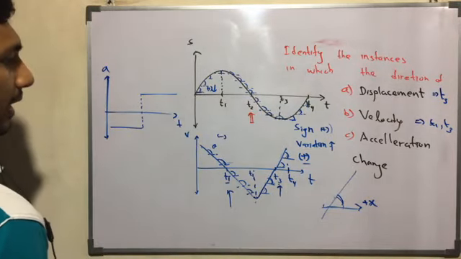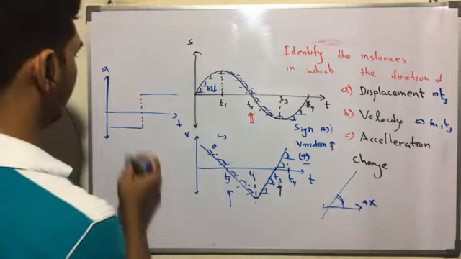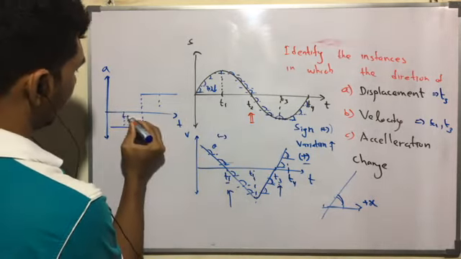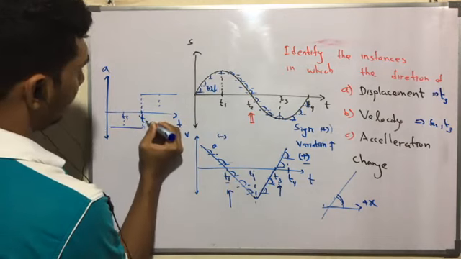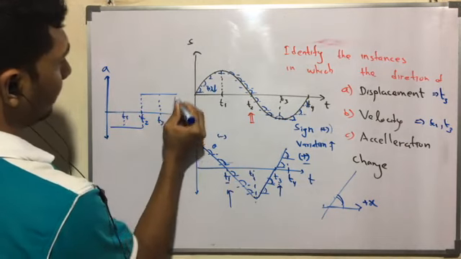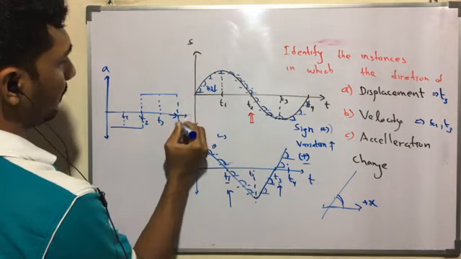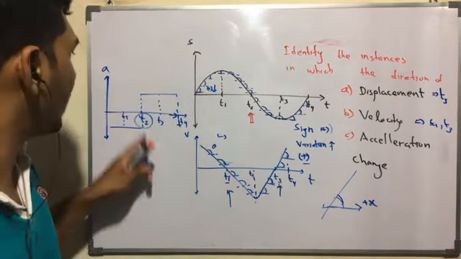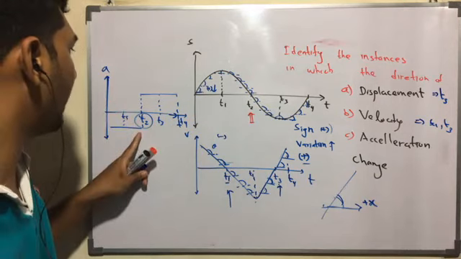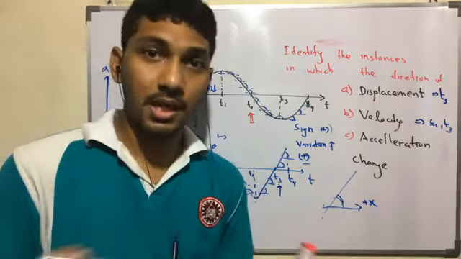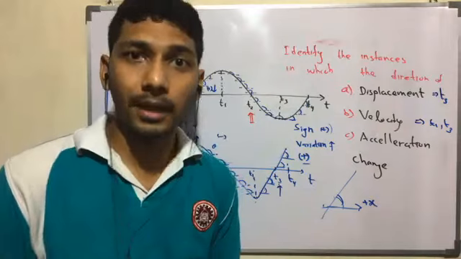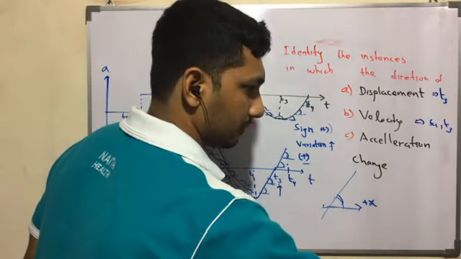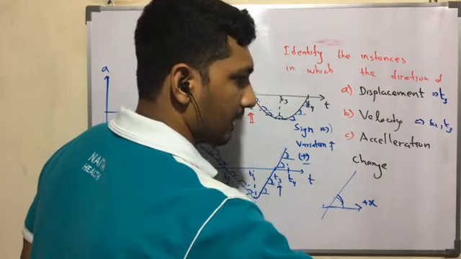So this is T1, this is T2, this is T3, and this is T4. So at T2 only, you have a change of direction. It goes from negative to positive. Understood?